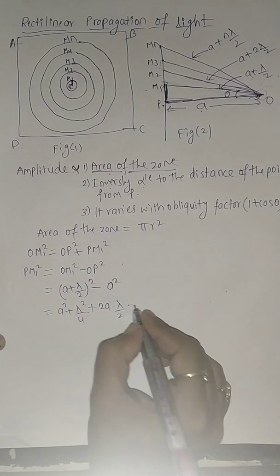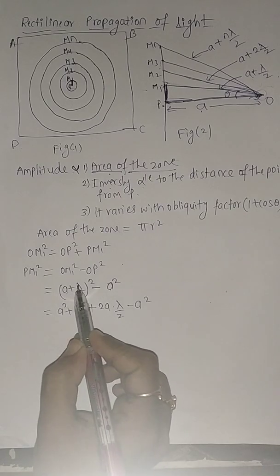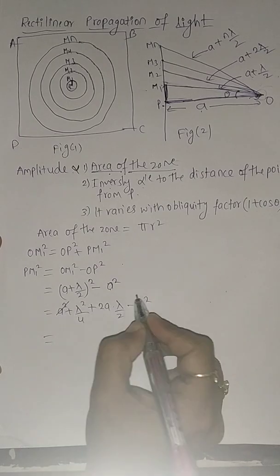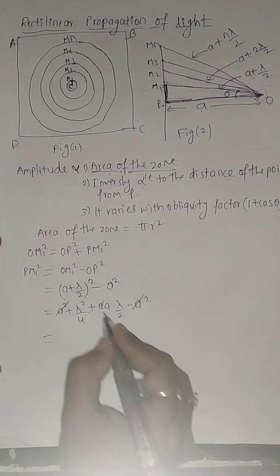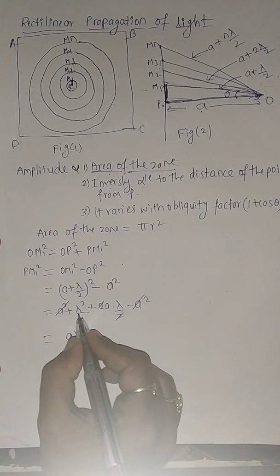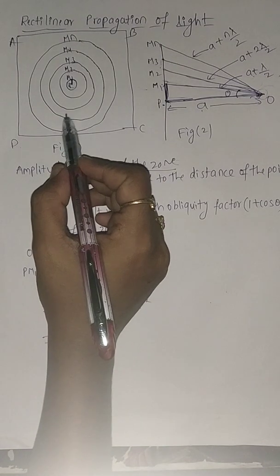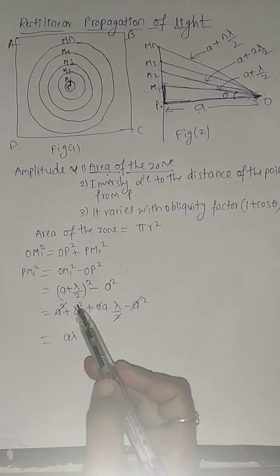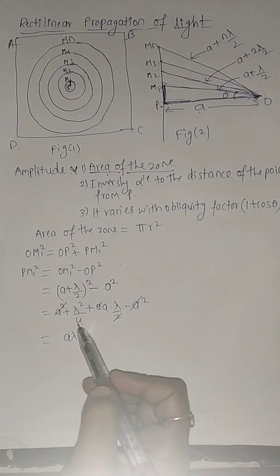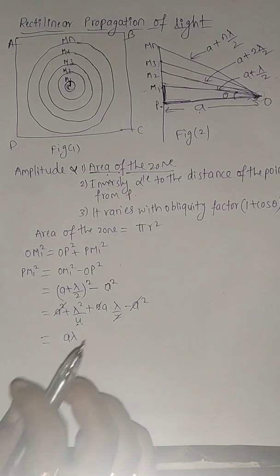And again, this minus a square as it is I'll keep. Only a plus b lambda, the (a plus b) whole square formula, applied. Now here you see a square minus a square gets cancelled, and this 2 gets cancelled, so a lambda is remaining. And here we cannot take (a plus lambda) square divided by 4, because lambda is the wavelength of the light, whatever light is coming, and it already has a small value. If you square it and divide by 4, it will be a very negligible value. So that's where we will finish.